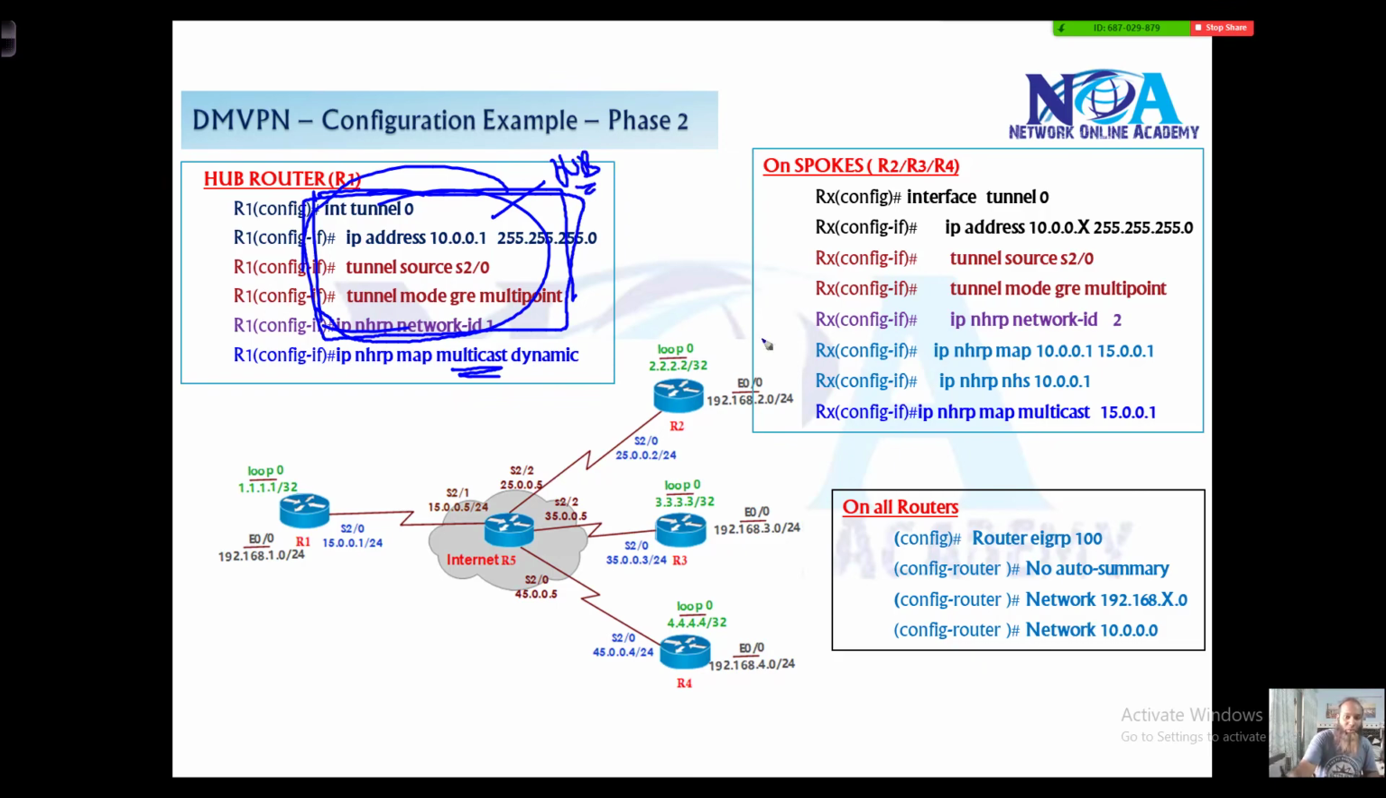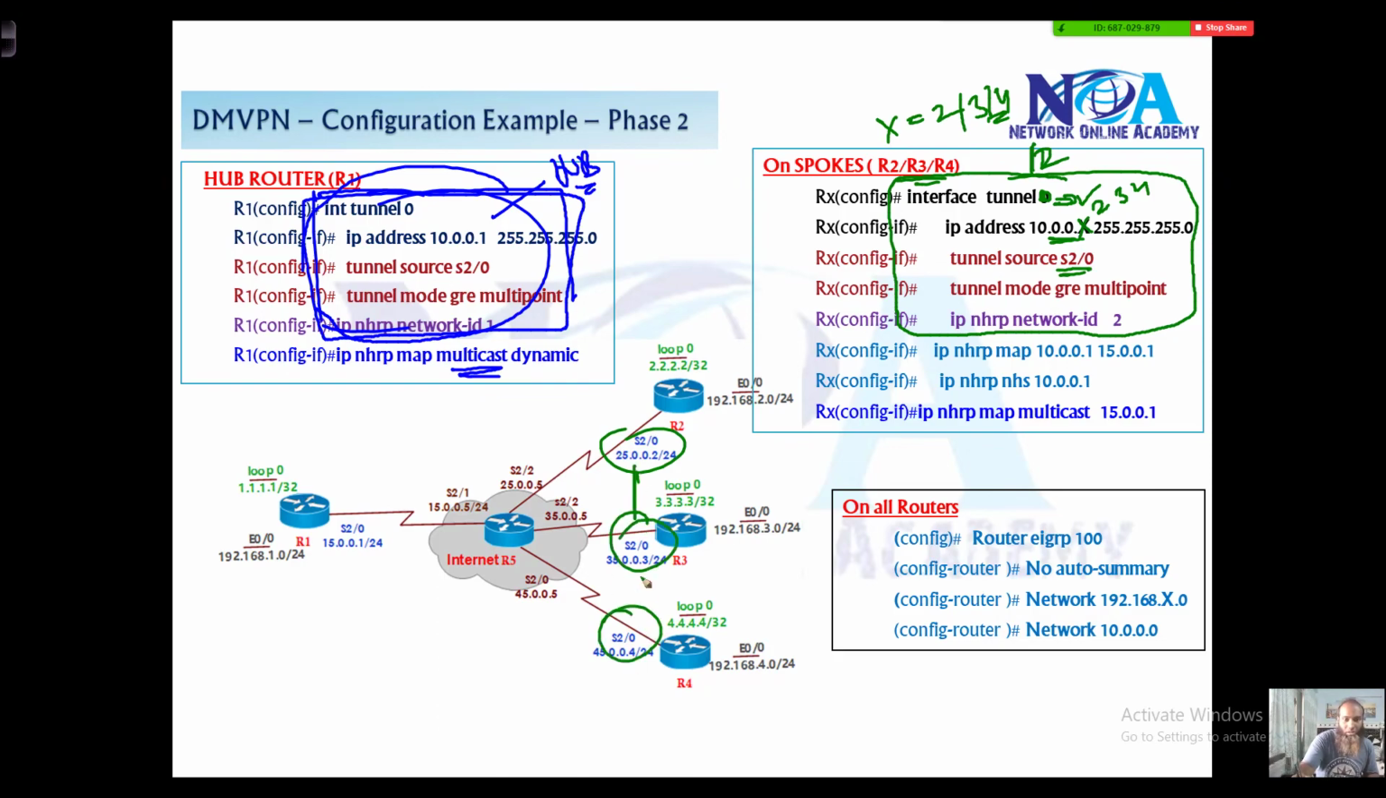If you move on to the spokes configuration, like on router 2, router 3, router 4, the commands up to here remain the same, no difference. We need to create a tunnel. The tunnel number can be different, because the tunnel number is also a locally significant interface. And the IP address on router 2 is .2, then .3, .4. Just change the IPs. I'm just using X here, where X represents the router number, 2, 3 or 4. And the same command, tunnel source. The source interface I'm using is the same on all the routers. And then enable NHRP by using the NHRP network ID command.